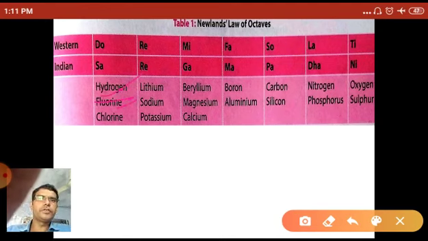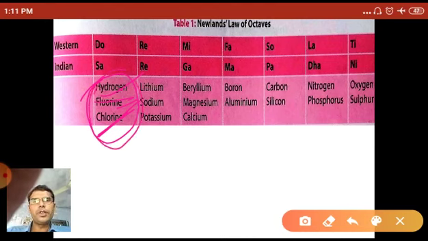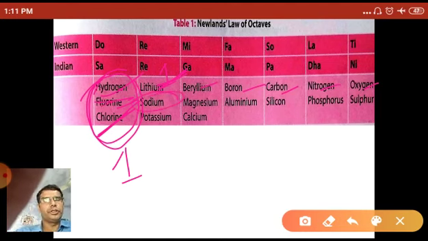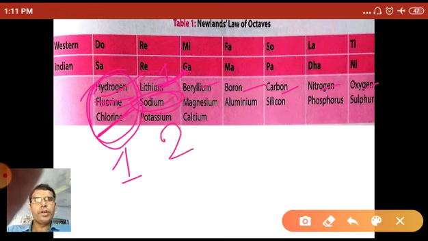After fluorine, then sodium, magnesium, aluminum, silicon, phosphorus, sulfur, then chlorine. Chlorine has similar properties to fluorine. All three, hydrogen, fluorine and chlorine, have valence electron 1. Again, when we start from lithium, then lithium number 1, beryllium, boron, carbon, nitrogen, oxygen, fluorine, then sodium is repeated at the 8th position. And sodium has similar properties to lithium. Both have the same valence electron 1, not 2, 1. Valency is also 1. Lithium is a metal, sodium is also a metal.